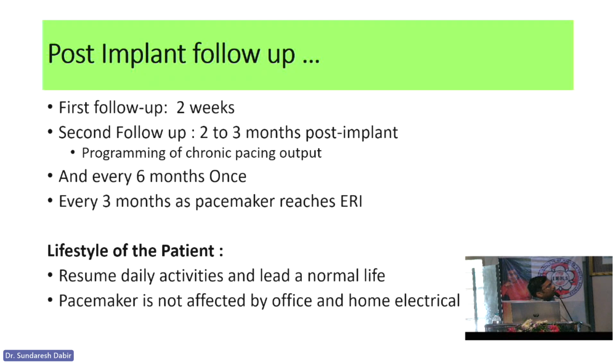Chronic pacing output means there is an acute phase to a chronic phase. From the implant till 3 months, or 45 days also we can say, we will call it the acute phase. After 3 months, the leads will be set, and the thresholds and voltage, everything will be set. We will call the patient already in a chronic pace.